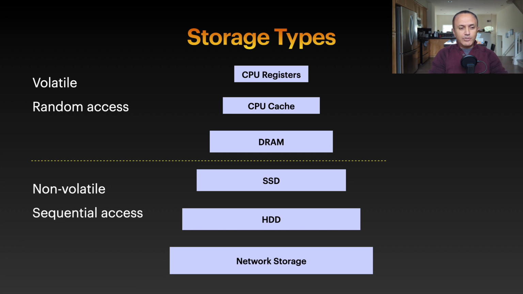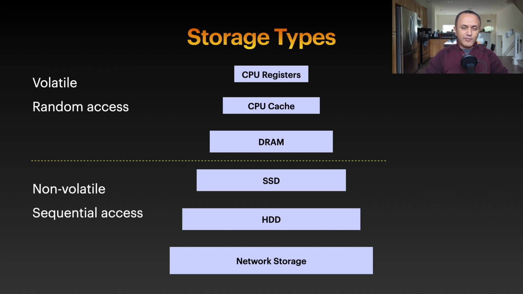Usually, the volatile storage devices are optimized for random access, which means that you can access any part of the storage at any time and with the same speed and the same performance. So you can access the beginning of the storage area, the middle, the end, and then come back to the beginning, and that's totally fine.